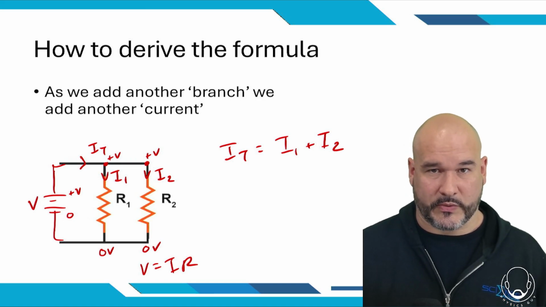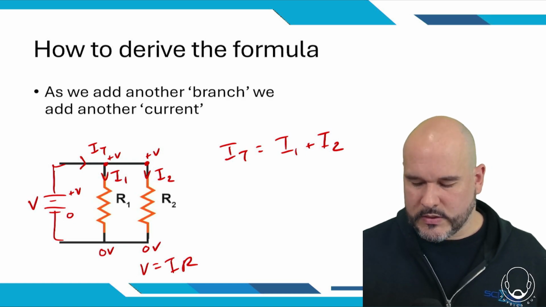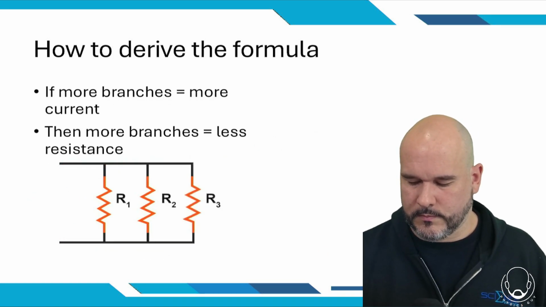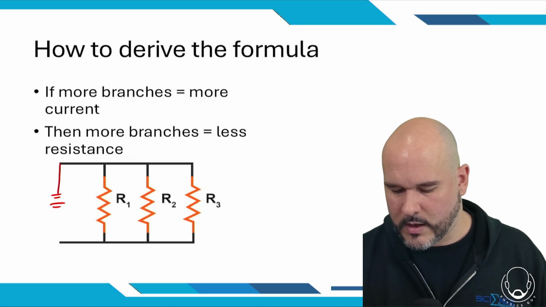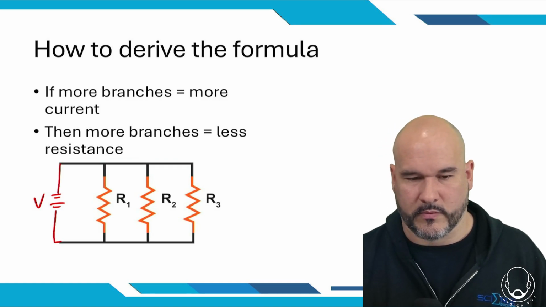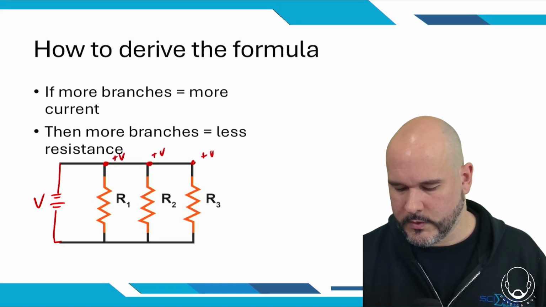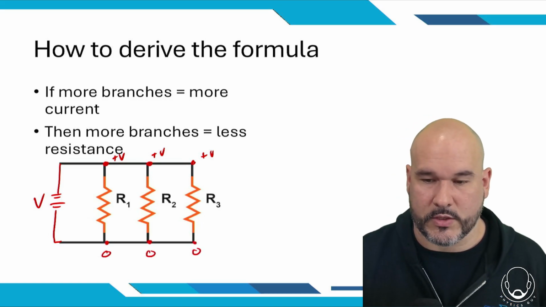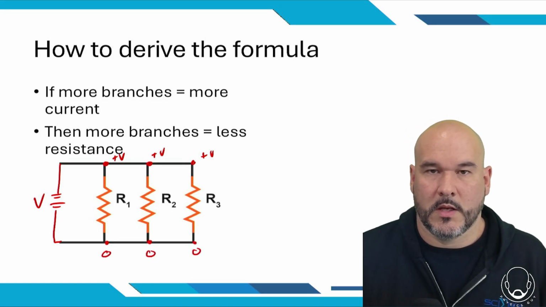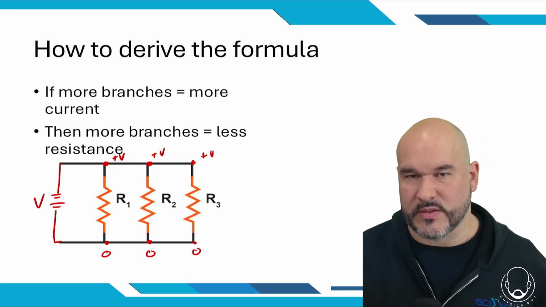All right, with me so far? So all we're going to do now is add a third branch, and it's exactly the same stuff. Here is our third branch. I'm going to chuck in my power supply again, with a voltage of V. Everything at the top is at a potential of plus V, everything down the bottom is at 0, so the voltage across each resistor is V.